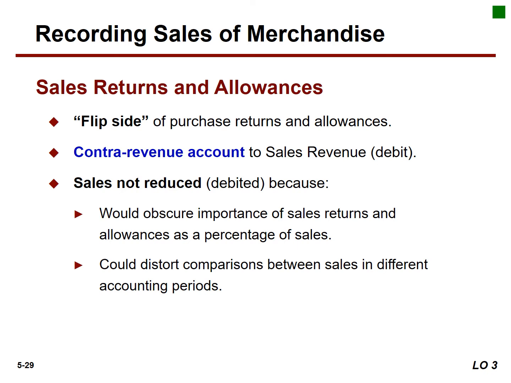As you'll see here in a moment, we're going to combine the sales revenue account with our sales returns and allowances and another contra revenue account we'll talk about in a minute, sales discounts, to come up with our actual sales total called net sales.